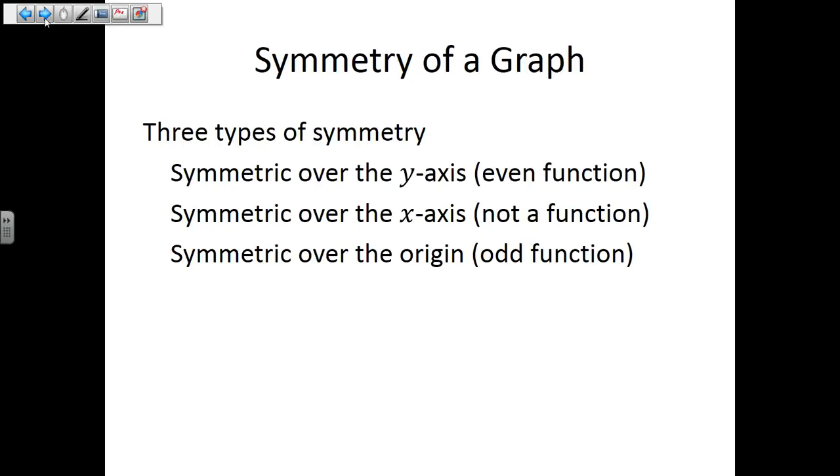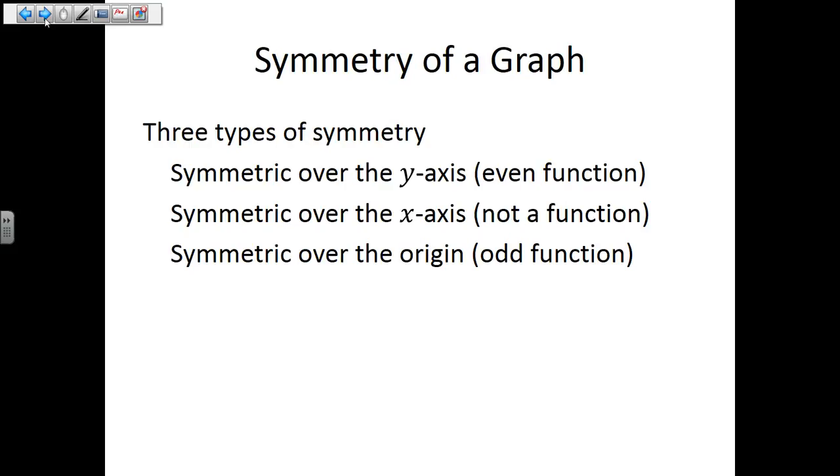If it's symmetric over the x-axis, it's not going to pass the vertical line test. So we're limited to only relations with those, but that's okay. And we can have symmetry over the origin. Now, if it's a function and it's symmetric over the origin, that's what we refer to as an odd function.